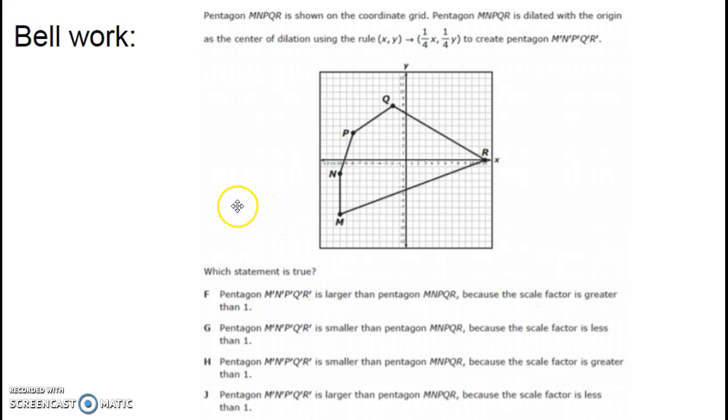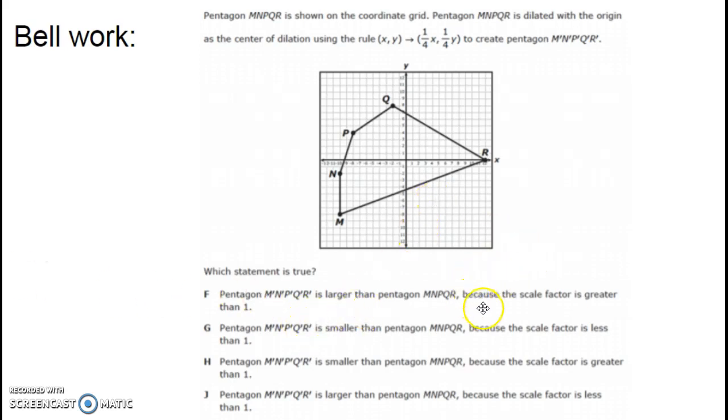Okay, let's talk about what we learned yesterday. We learned the algebraic rule is written as such right here. And we know that this number here, 1/4, is the scale factor. Yesterday, remember, we talked about the scale factor. If it is greater than 1, the image gets larger. If the scale factor is between 0 and 1, the new image gets smaller.